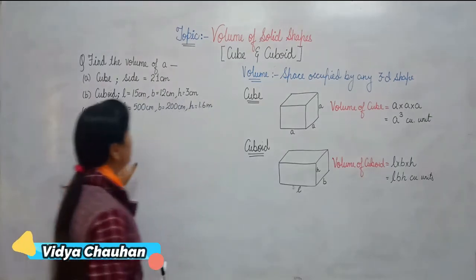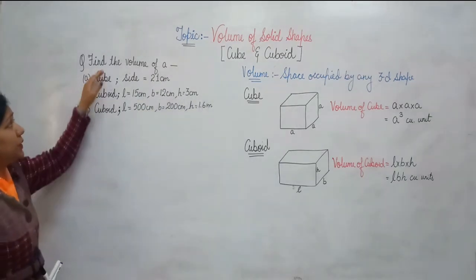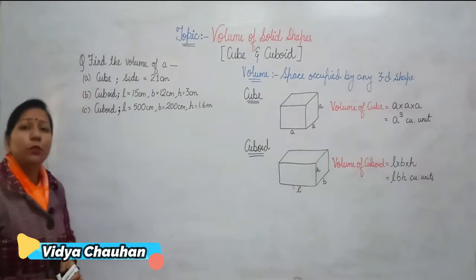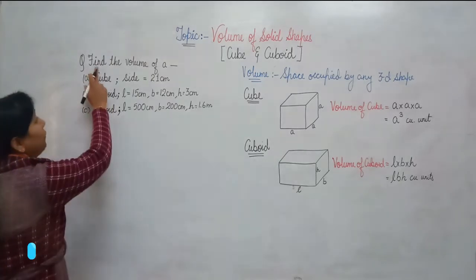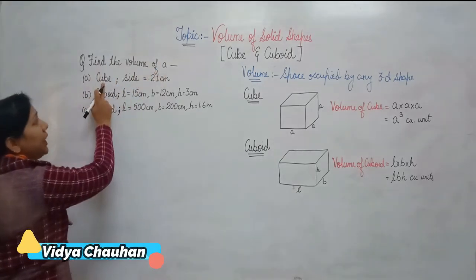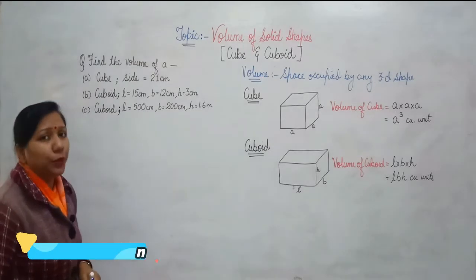Now let us take some questions from your book exercise related to the same, in which you have to calculate the volume of the given shapes. Find the volume of a, first part, you have to find the volume of a cube.